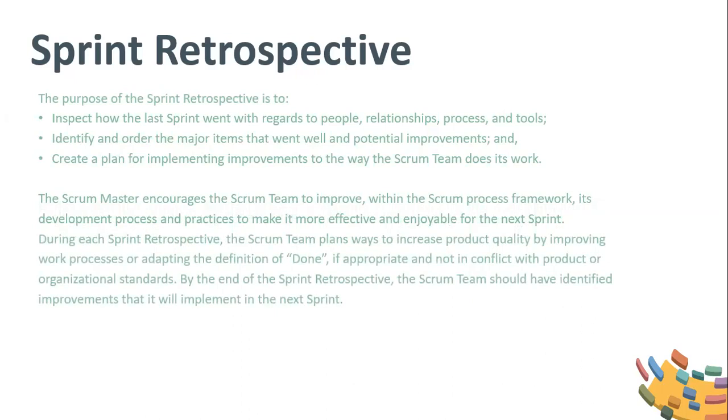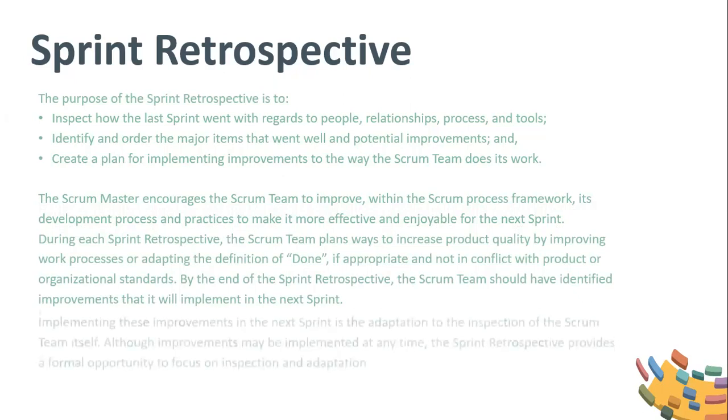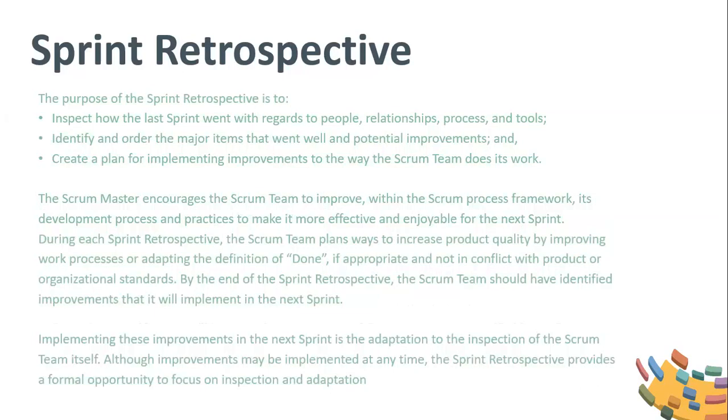During each sprint retrospective, the Scrum team plans ways to increase product quality by improving work processes or adapting the definition of done, if appropriate and not in conflict with product or organizational standards. By the end of the retrospective, the Scrum team should have identified improvements that it will implement in the next sprint. Implementing these improvements in the next sprint is the adaptation to the inspection of the Scrum team itself. Although improvements may be implemented at any time, the sprint retrospective provides a formal opportunity to focus on inspection and adaptation.